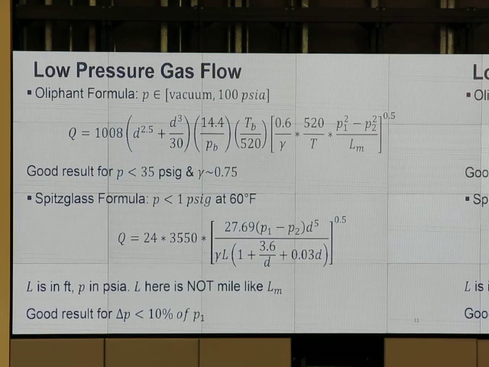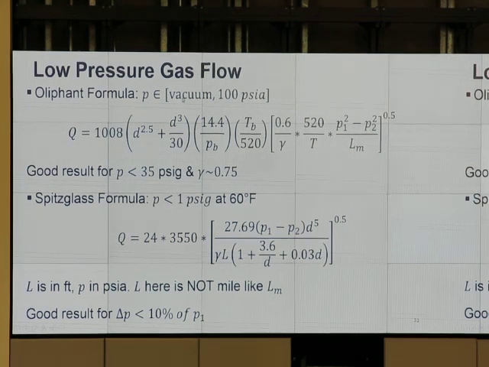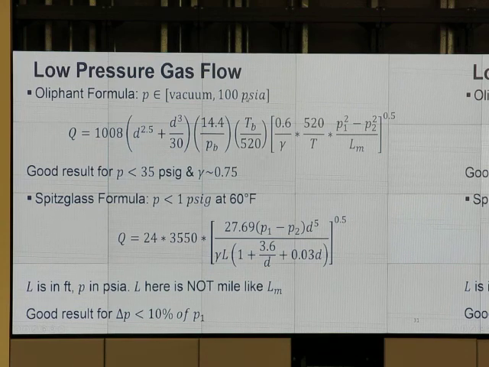For low pressure gas flow, we use the Oliphant formula for the case of vacuum, and the bracket here means from that value to that value. So we can use that formula, and the formula is given. It is good for pressure less than 35 psig, valid for that range. Vacuum to 100, but if we have less than 35 psig and gamma above that, it will be even more accurate.